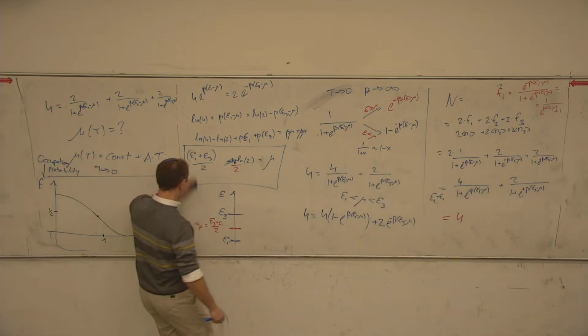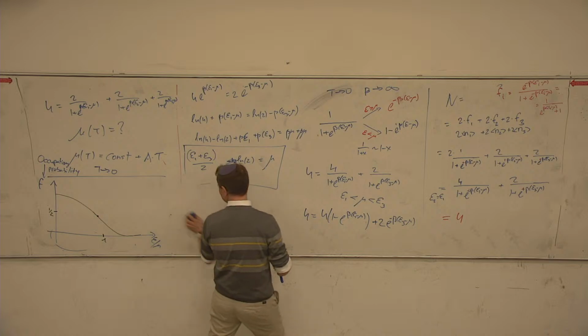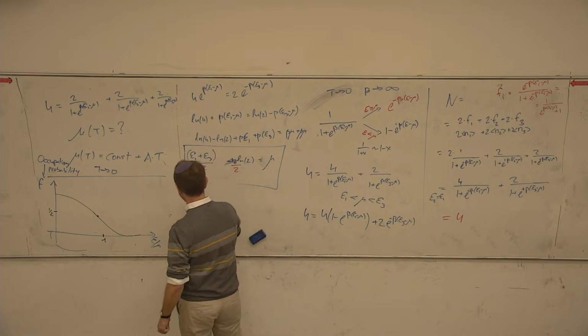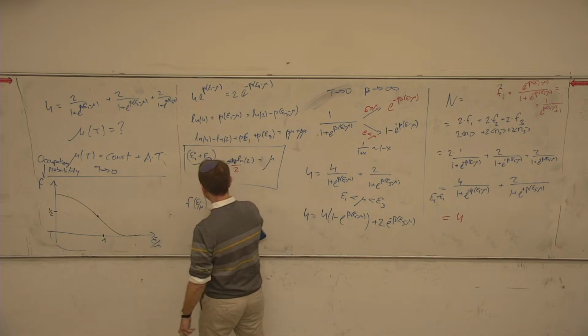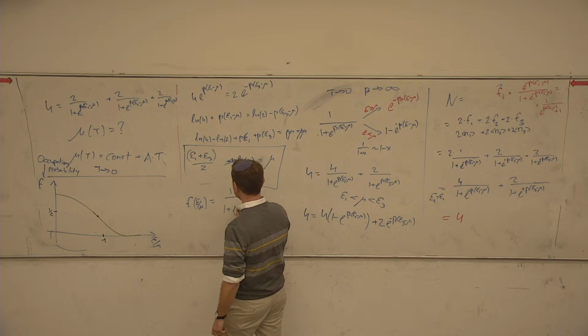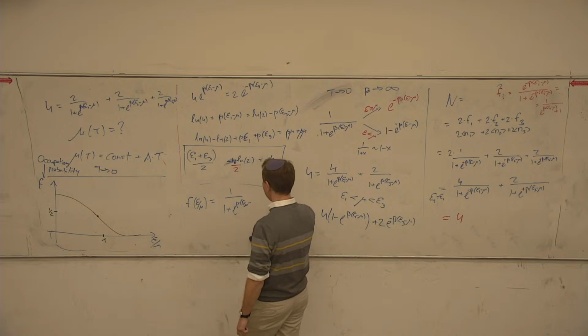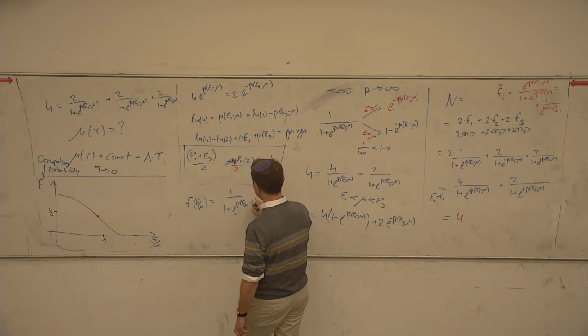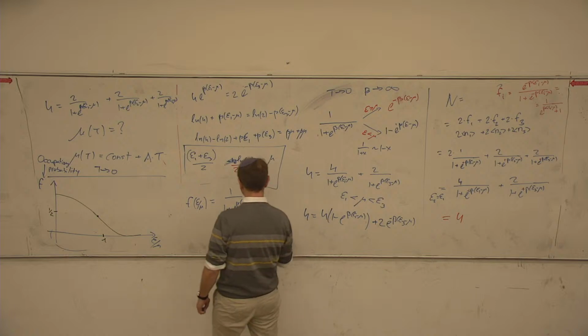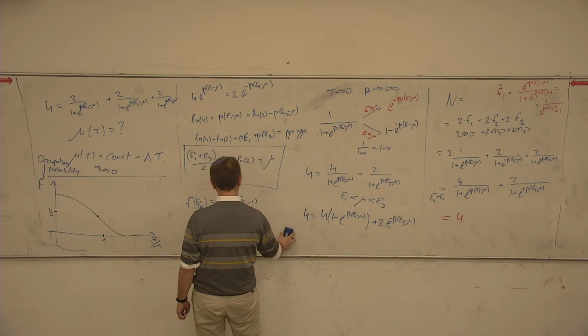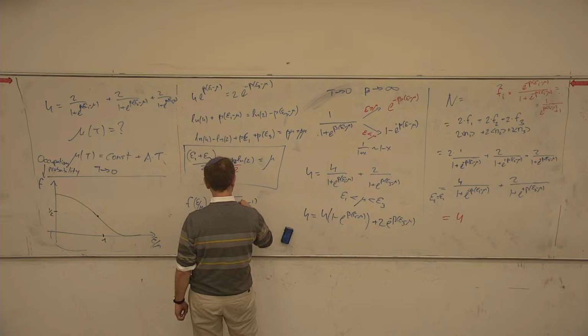Now, the form of this function, f of epsilon divided by mu, it is 1 over 1 plus e to the power beta, epsilon divided by mu, minus 1. This is beta mu.